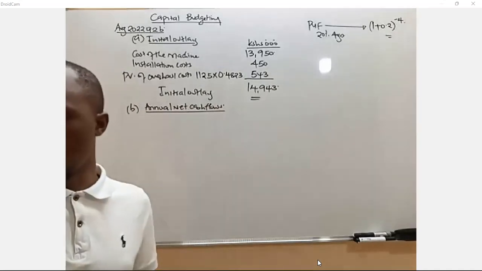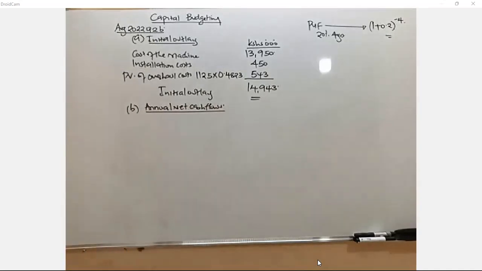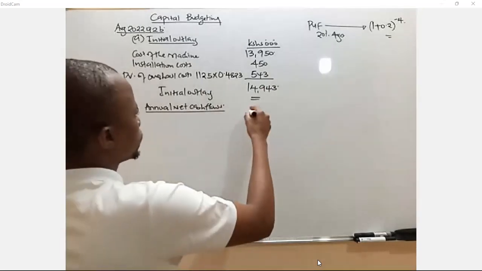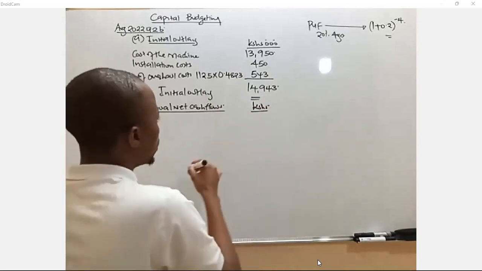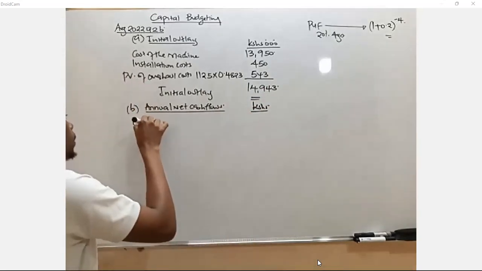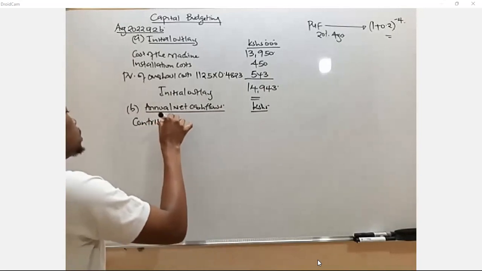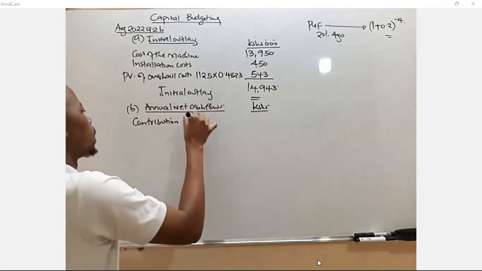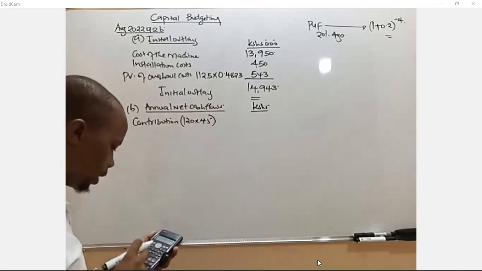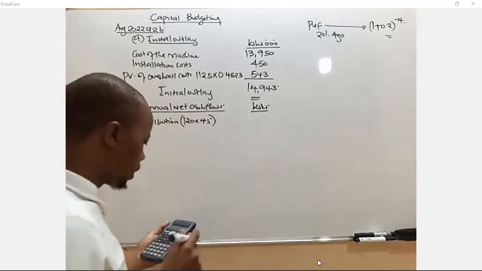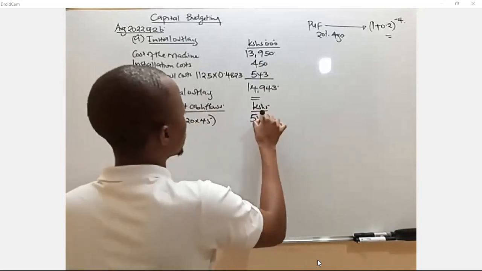And then we are being told the contribution margin per unit is 45 shillings. I can even do it directly. So when you look at the contribution, it will be 120 times 45. How much is it? 120 times 45, we are getting 5,400.